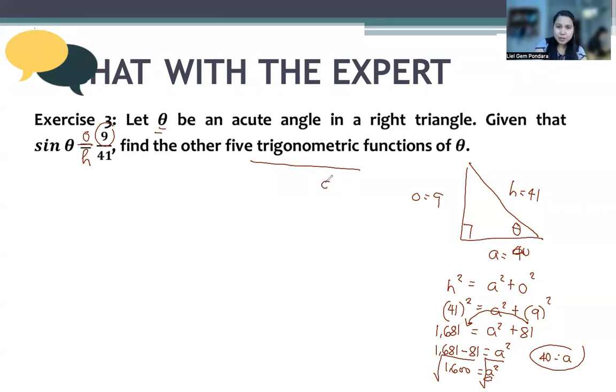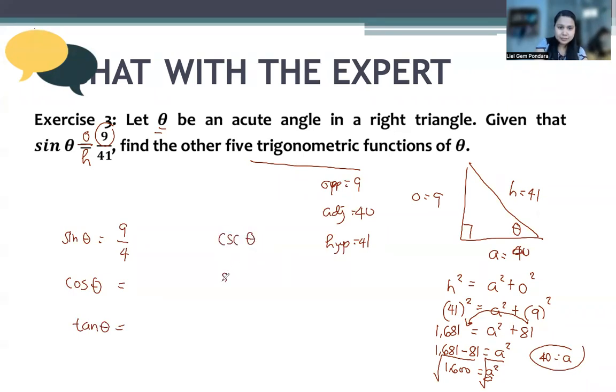Now let me write here. The opposite is 9, the adjacent is 40, the hypotenuse is 41. Sine theta is given, 9 over 41. Now in the chat box, can you help me? What's the value of cosine theta? That's CAH, right? So 40 over 41. Thank you, Tatiana.